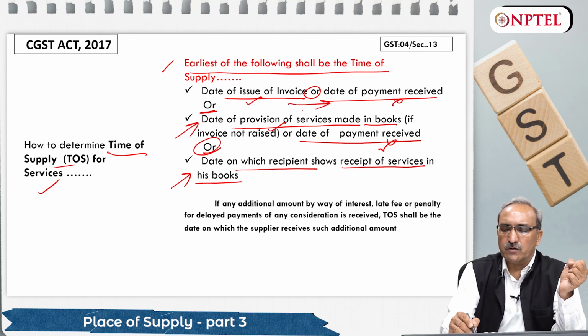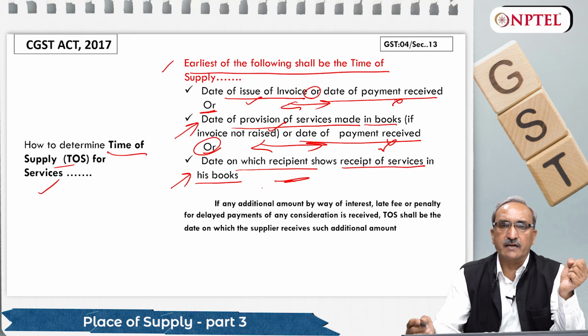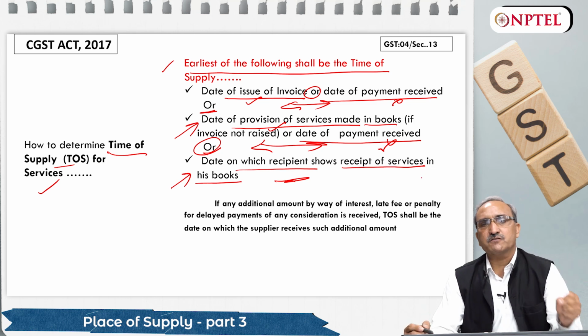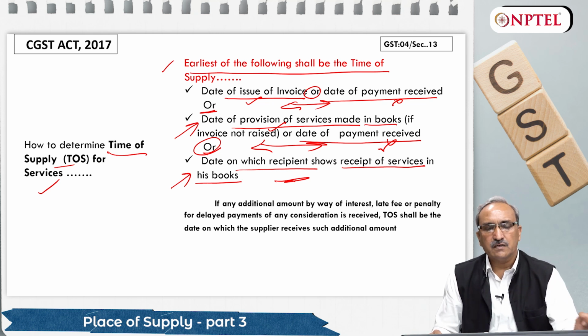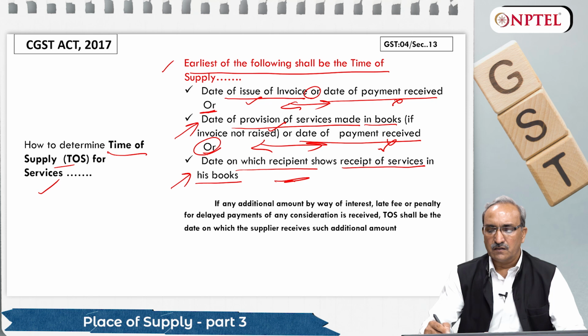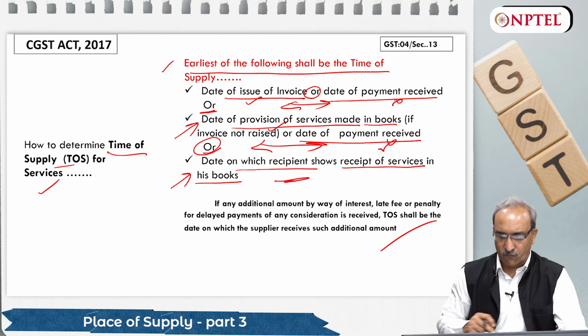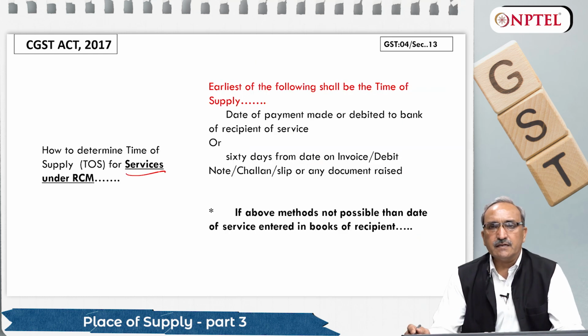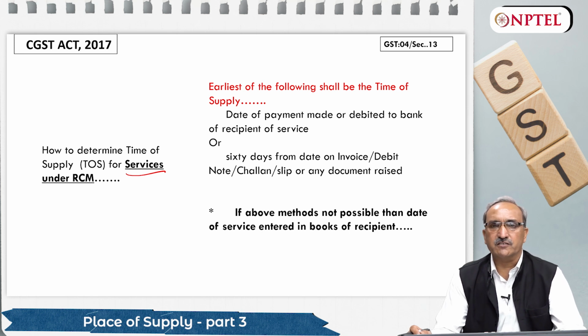So out of these two invoices, two dates, whichever is earlier, that is the point of supply or point of taxation for that particular service. Any additional amount will be treated the same way as we saw in the case of goods. Earlier we saw goods under reverse charge mechanism, how point of taxation will be decided, how point of supply will be decided.